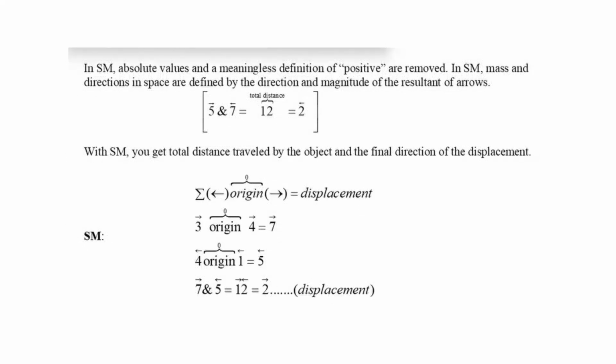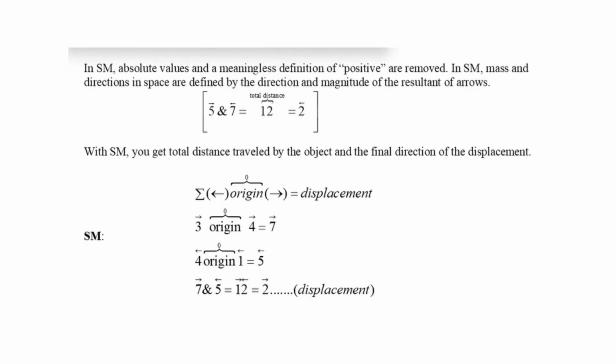In SM, absolute values and meaningless definitions of positive are removed. In SM, mass and direction in space are defined by the direction and magnitude of the resultant of arrows. A 5 in that direction and a 7 in this direction is a total distance of 12 with a resultant of 2 in this direction. With SM, you get total distance traveled by the object and the final direction of the displacement.